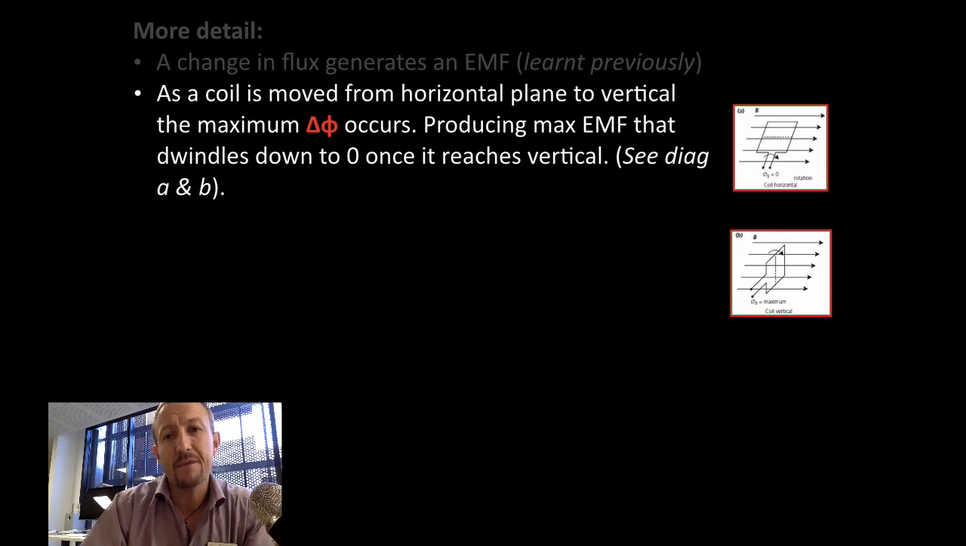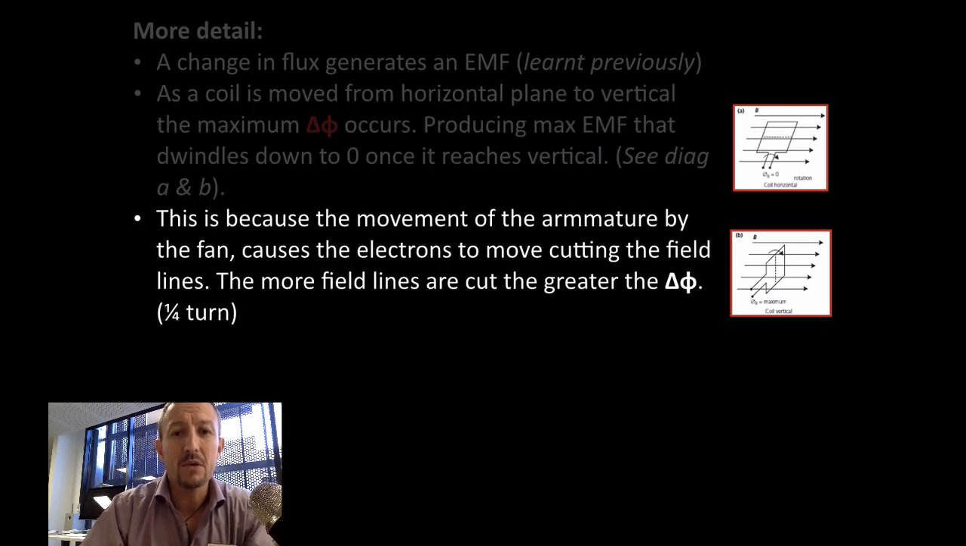Remember, EMF and voltage is the amount of energy given to a coulomb of charge. So this movement of the fan causes the electrons to cut through these field lines. This is another way of looking at it. If we get movement which cuts through these field lines, we're going to generate more EMF because we're going to get a greater change in flux. So you can see here that as we go through a quarter turn, basically we go from maximum force down to zero force.